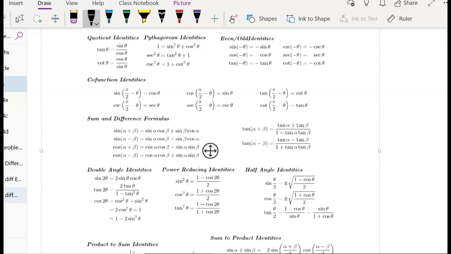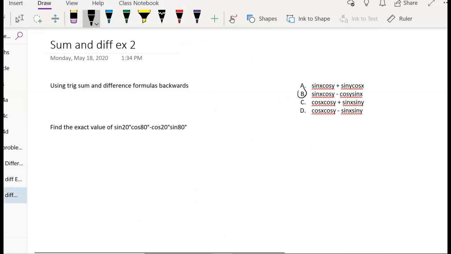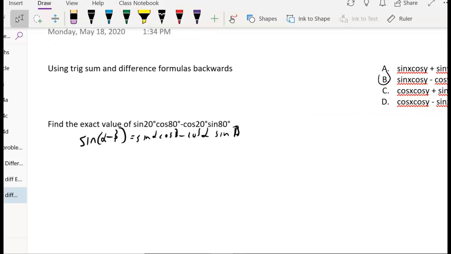Okay, so what we actually are looking at here is the sine of alpha minus beta equals sine alpha cosine beta minus cosine alpha sine beta. Oops, that's a beta. All right, so you can see from this that alpha is 20, beta is 80. Okay, so let's put that in here. Now let's put that into the left side. That's what I mean by working backwards.